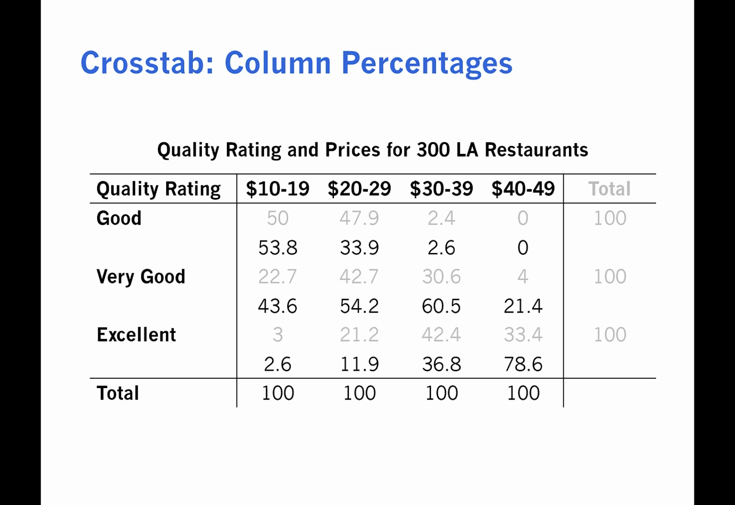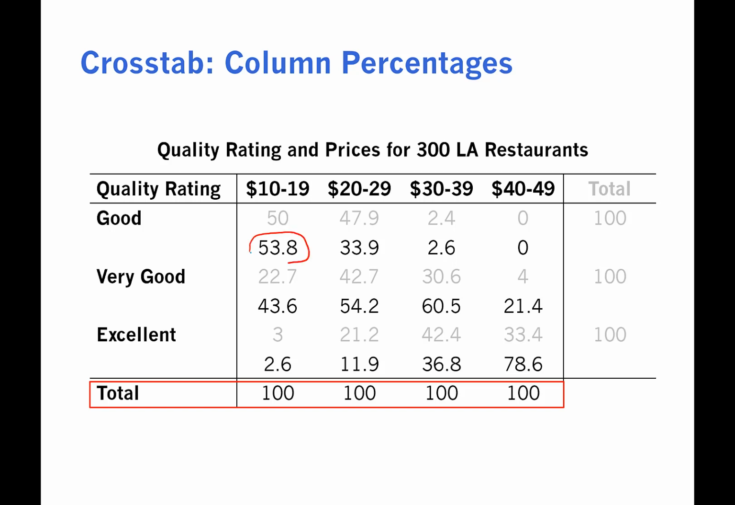Let's now look at the column percentages. Now, the gray ones are the row percentages, and the darker ones are the column percentages. Notice that the total of the columns is 100% for all of them, because we're taking each value and dividing by the total of the column. So what do these numbers tell us really?